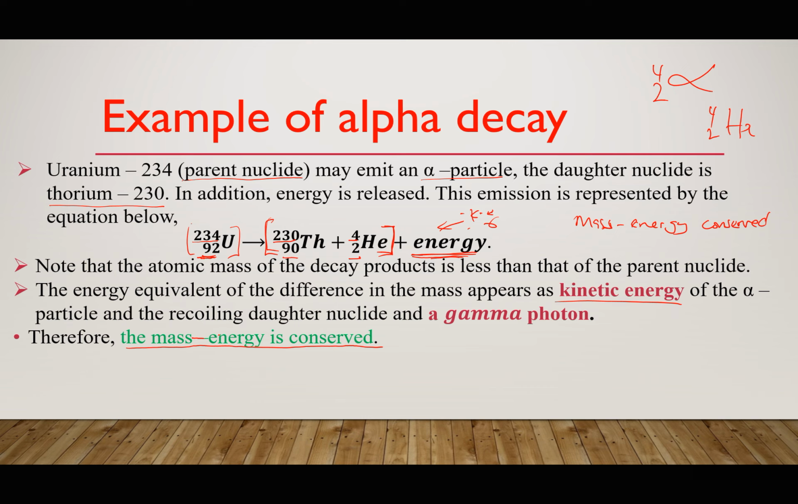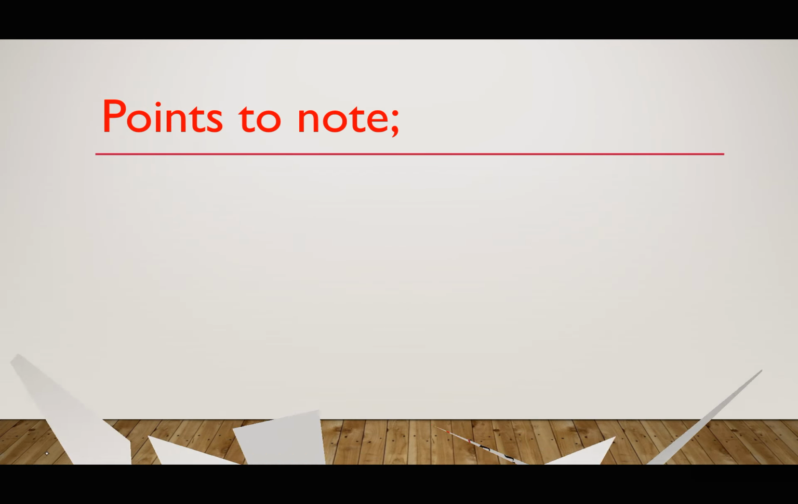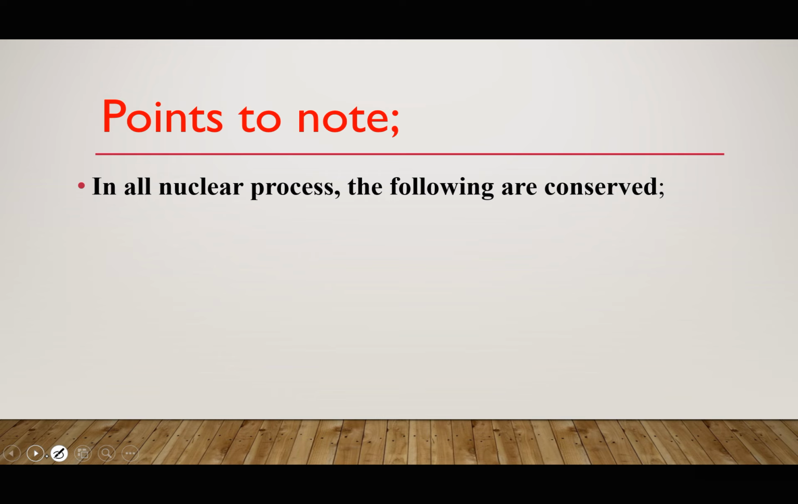So a few things we need to note from this slide. In all nuclear processes, the following are conserved. One, nuclear number. We have been balancing the number of nucleons on the left-hand side with the number of nucleons on the right-hand side. And the proton number, we have balanced the number of protons on the left and the right of the equation. When I talk about proton number, this is equivalent to saying charge, because the number of protons determines the charge of the nucleus.